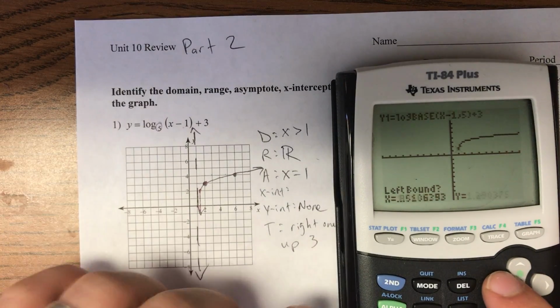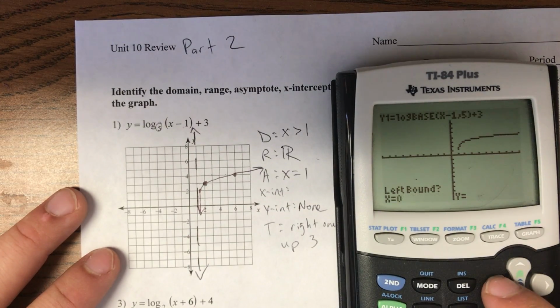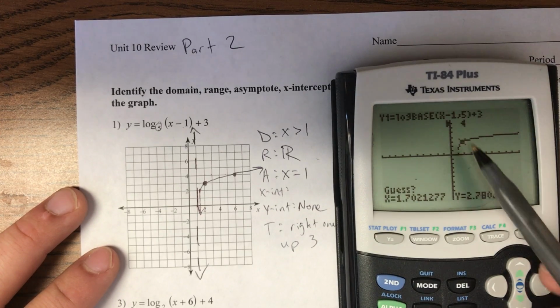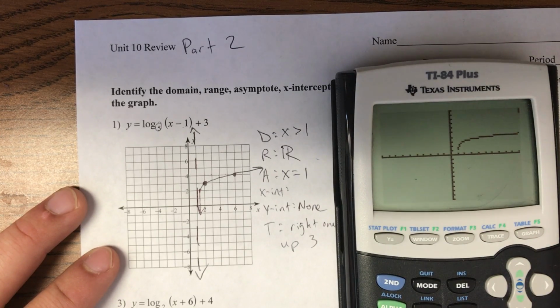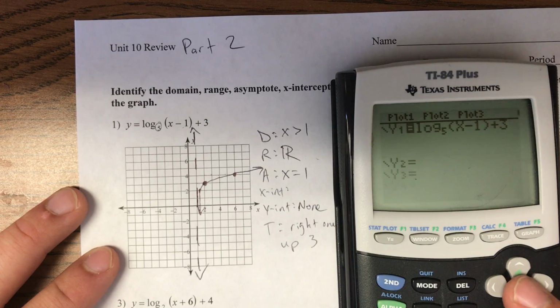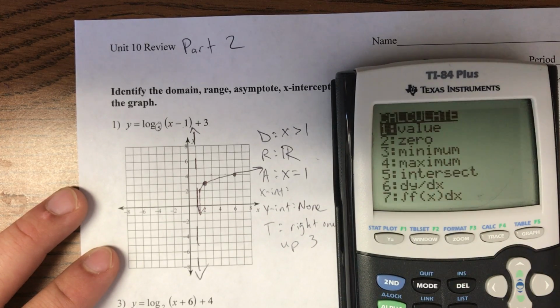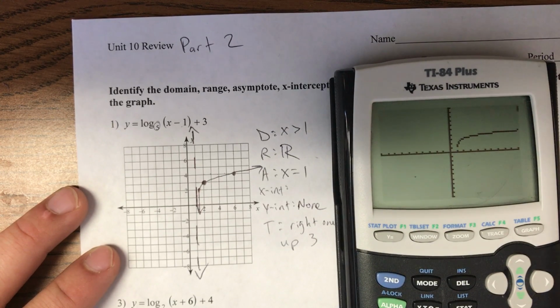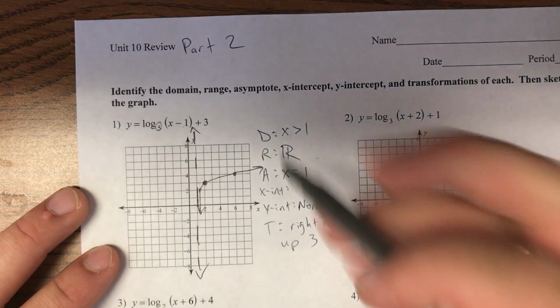And so left bound and right bound. I want to go to the left side. So even though it's disappeared, it's somewhere down here. I'll go ahead and press enter, and press enter. It's going to find the x-intercept between these 2 points. Let me try that again. 1.008.